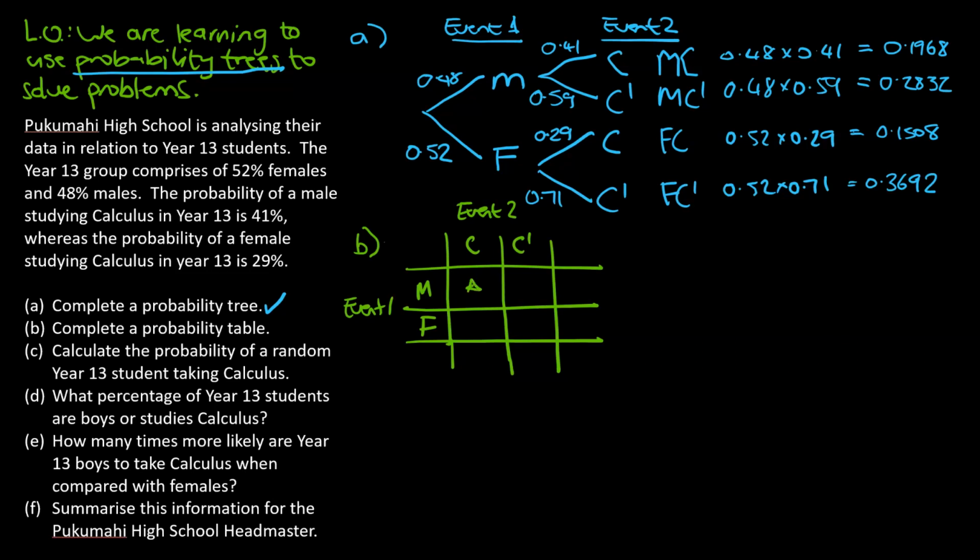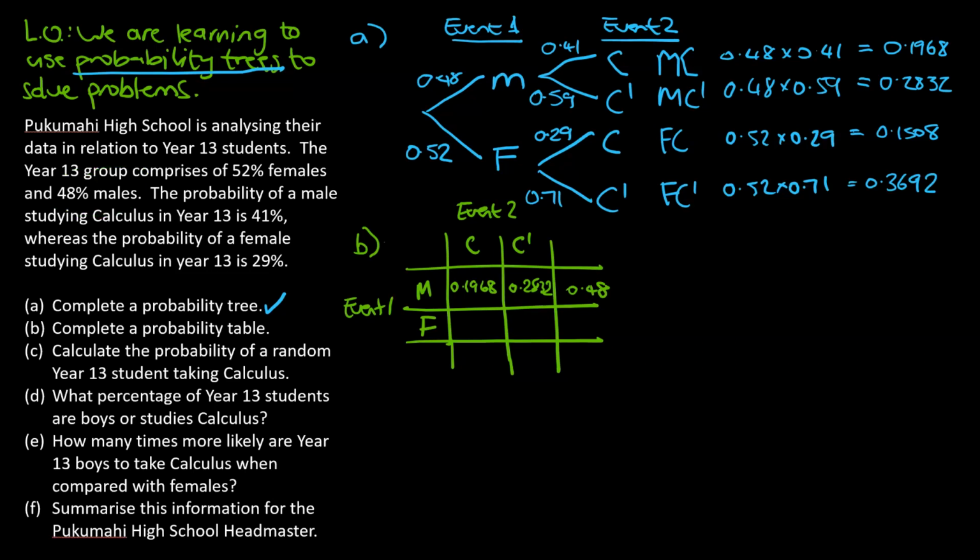This box here, males who studied calculus, is our first probability in our branch, 0.1968. And the probability of males not doing calculus is going to be 0.2832. And if you add those together, 0.1968 plus 0.2832, we get 0.48, which makes sense given we were told there were 48% males.